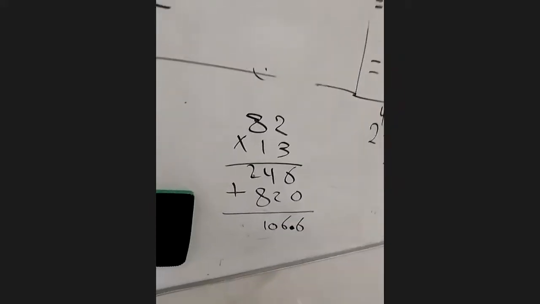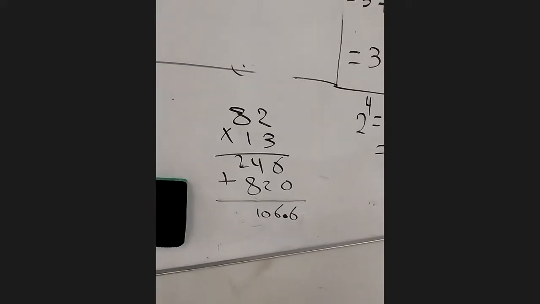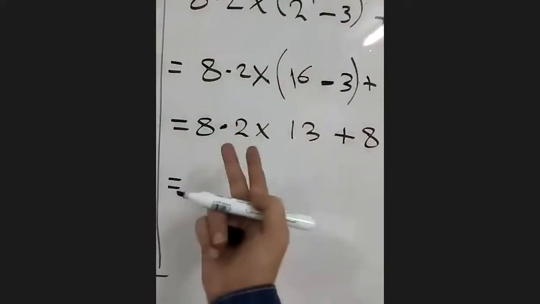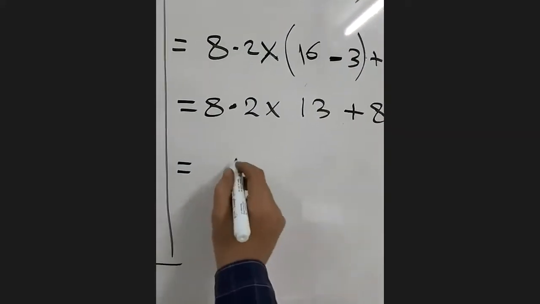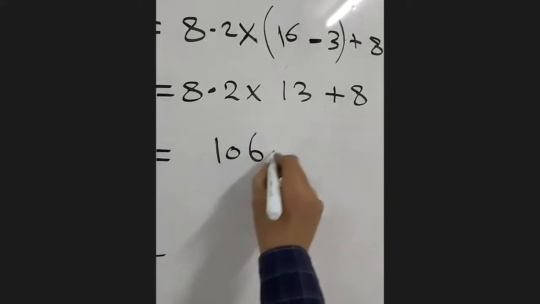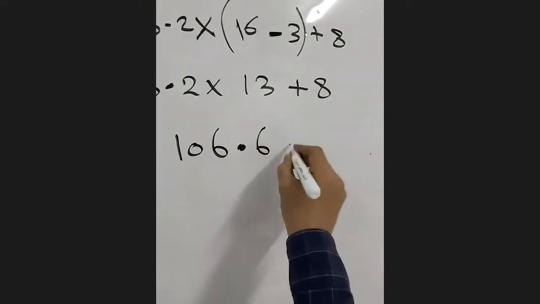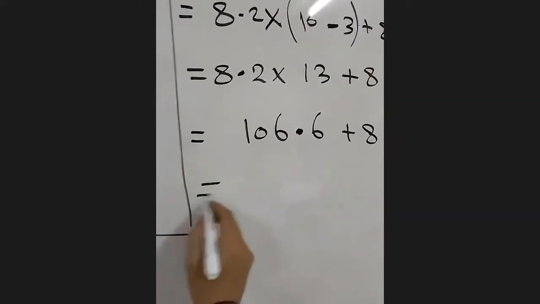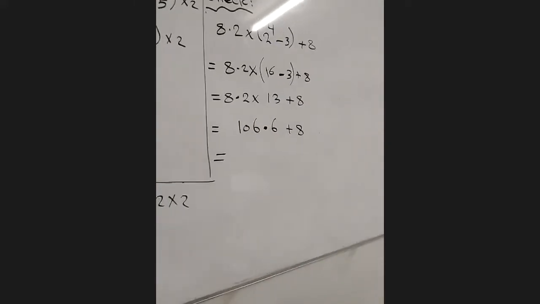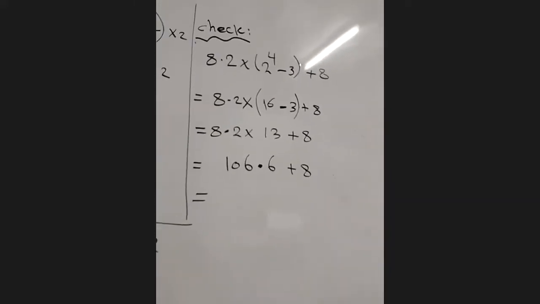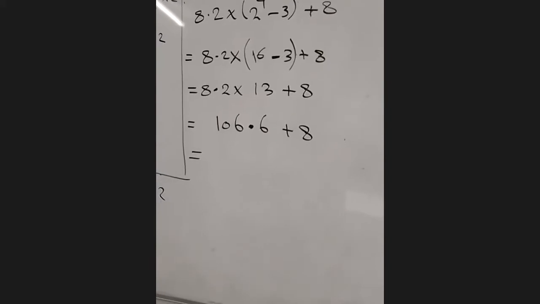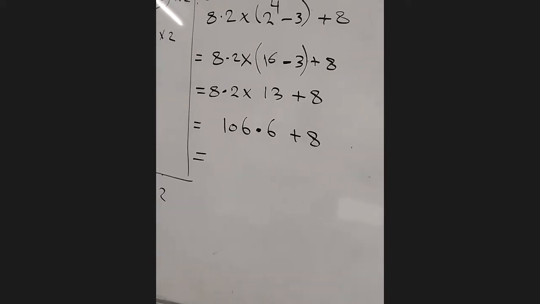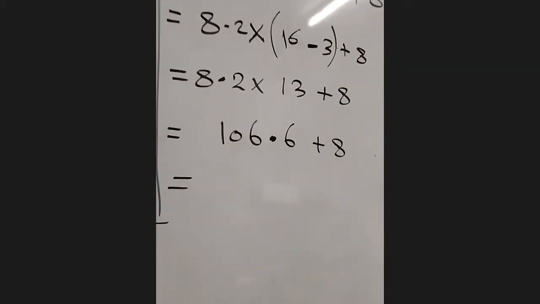So the answer is 106.6, right? Yeah, plus 8. Now here, in place of this multiplication, the answer is 106.6, with 8 at the end. How much is 106.6 plus 8, Hisham? Equals 106.14.